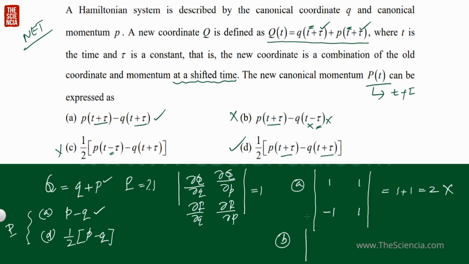What is it? That is ∂Q/∂q, that is again 1 and 1. And what is ∂P/∂q? Here, now this is our P. So ∂P/∂q will be minus 1 by 2, and ∂P/∂p will be equal to 1 by 2. So what we get? We get 1 by 2 plus 1 by 2, that is equal to 1. So option D is the correct answer.